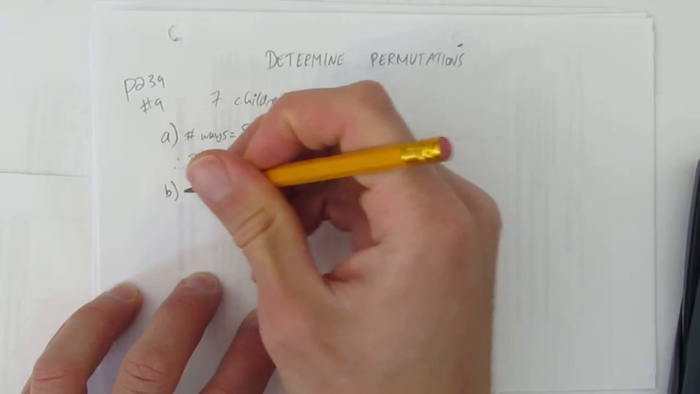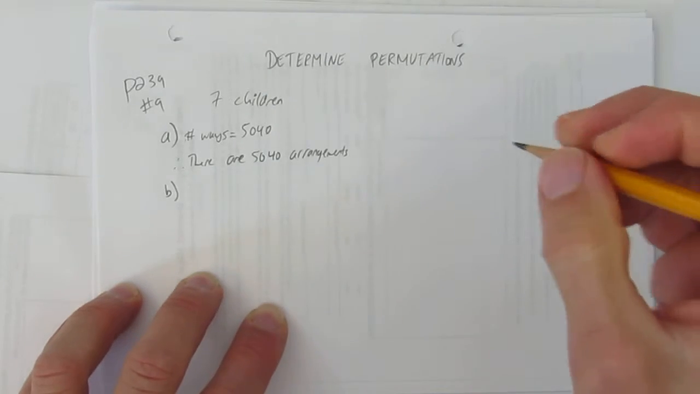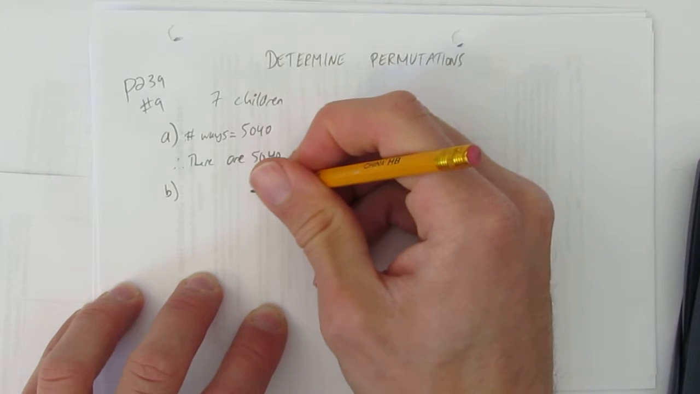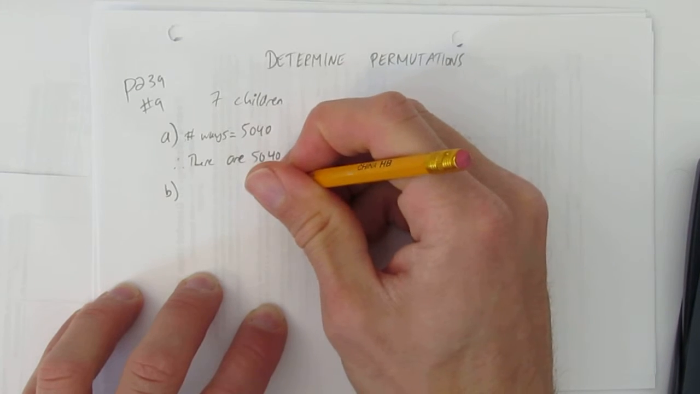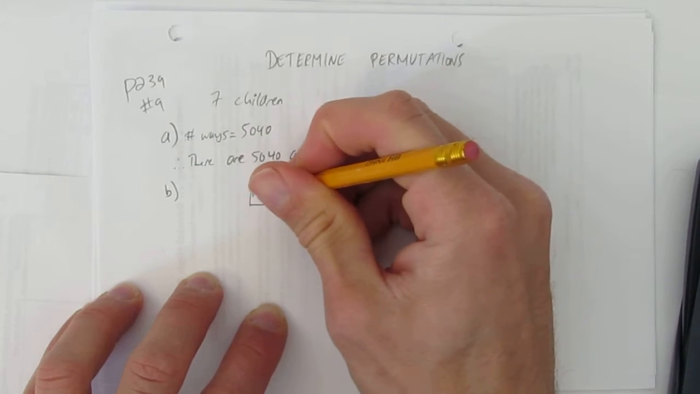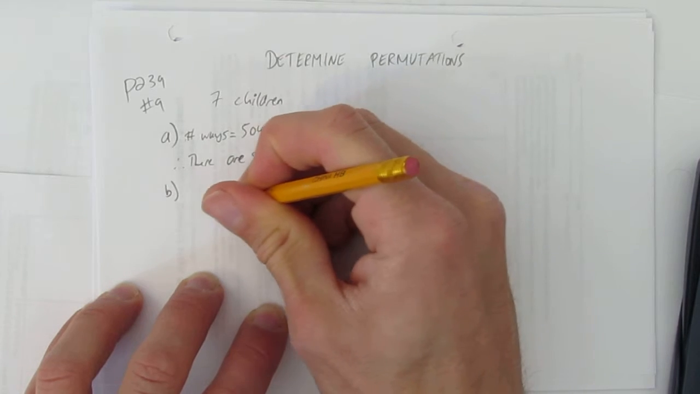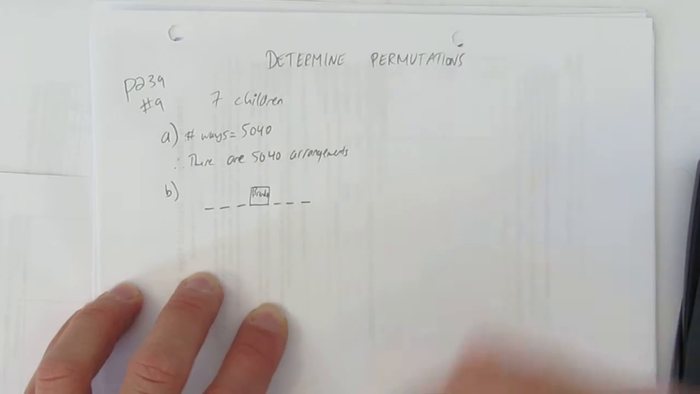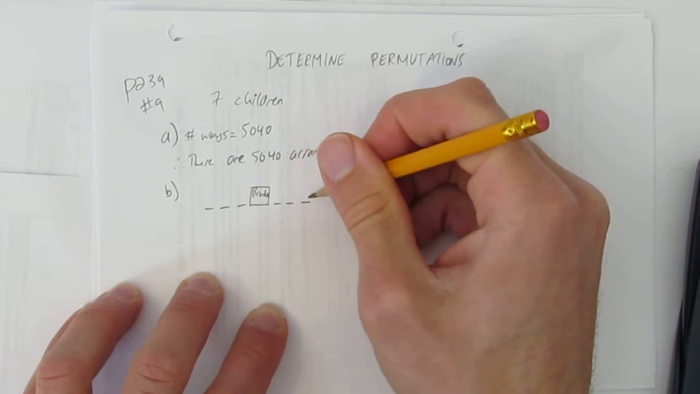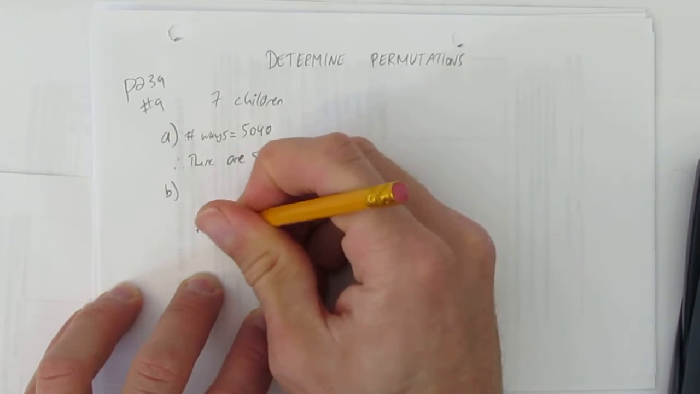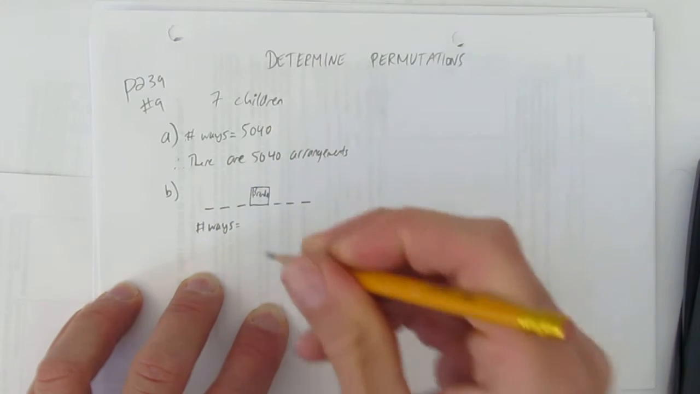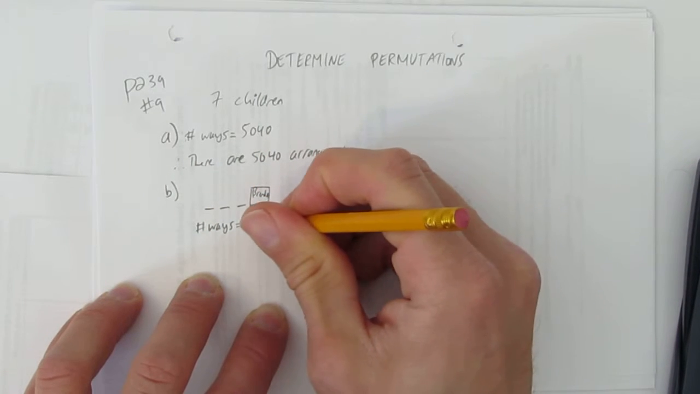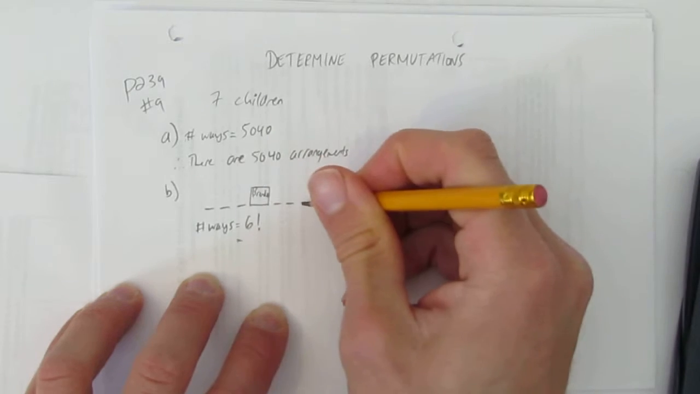B. How many arrangements are possible if Brenda is in the middle? So let's draw a little diagram. Here's Brenda in the middle. There are 3 spots on either side of her, which means we have to arrange the other 6 people. So the ways to arrange the other 6 people would be 6 factorial. That is, the remaining 6 people just have to be arranged.